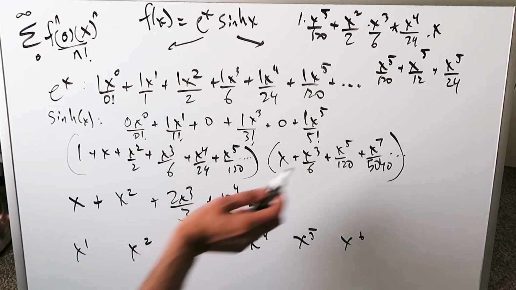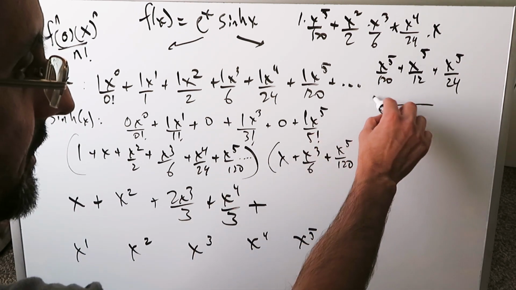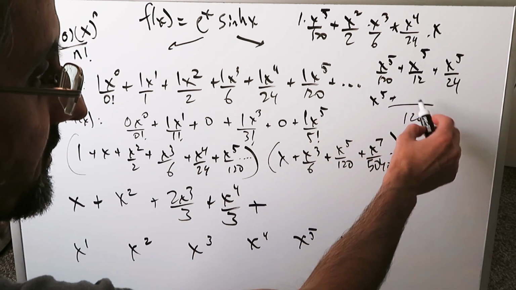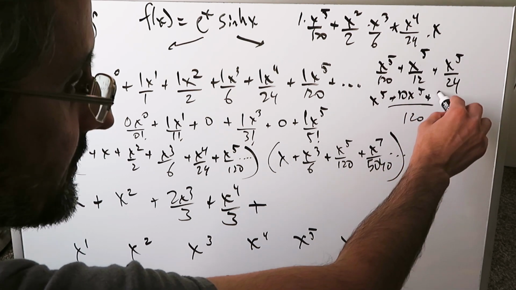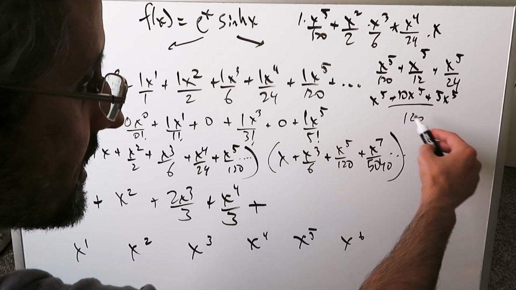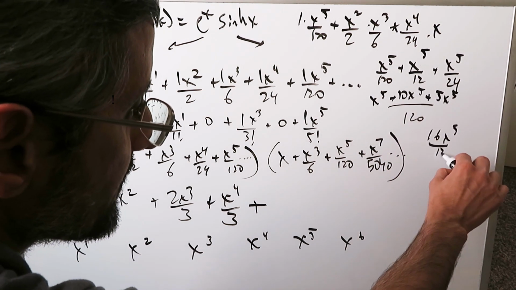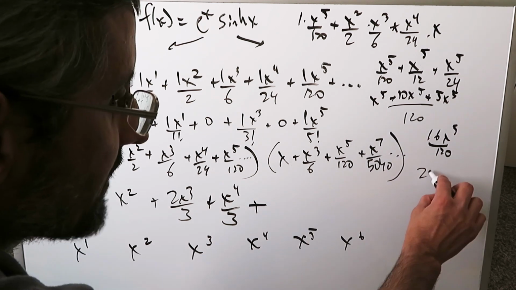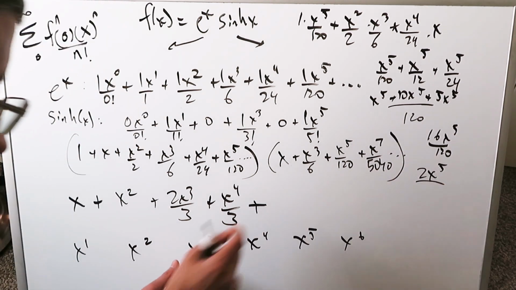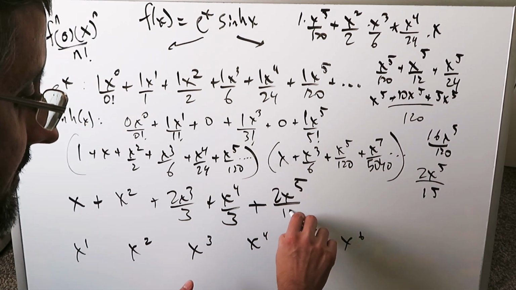What's a good common denominator over here? Well, it'll likely be 120. 120 goes into 120 one time, so that's just x to the 5. 12 goes into it 10 times, 10x to the 5. 24 goes into it 5 times, 5x to the 5. Now look, 1 plus 10 plus 5 is 16x to the 5 over 120. Simplify it, and you'll get your term right over here. You'll have 2x to the 5 divided by 15. That's your next term.